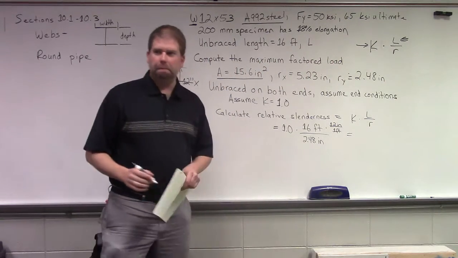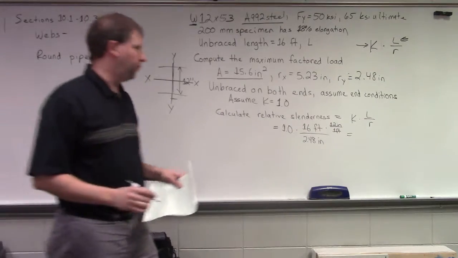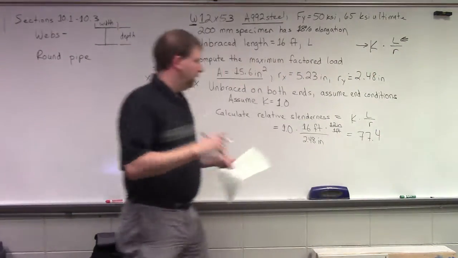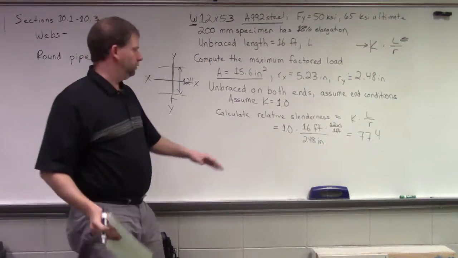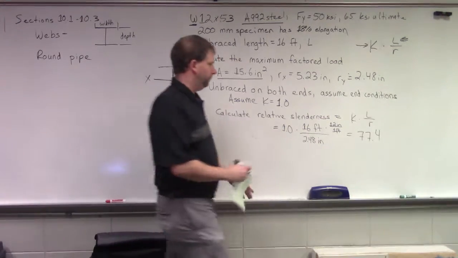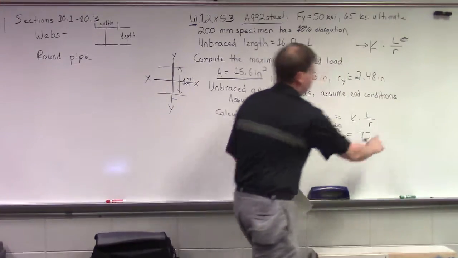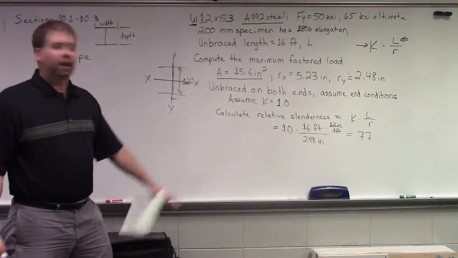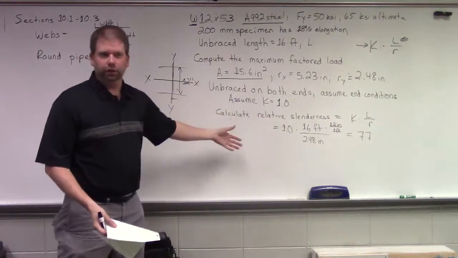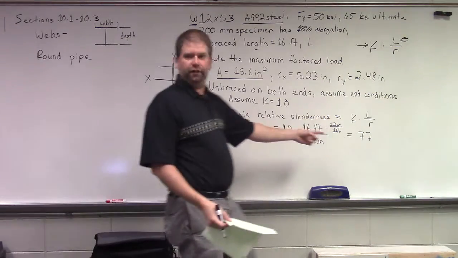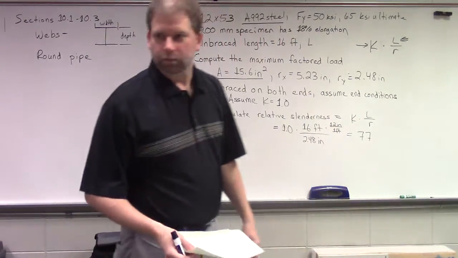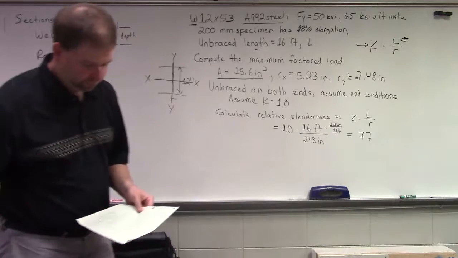So what does this end up being? 77.4. Typically speaking, when you're working with your relative slenderness, just round it to the nearest whole number. So this just becomes 77. If we were dealing with, whatever, 16 feet 4 inches, whatever it takes to push this to 77.6, then just round it up to 78. That's all that we need to do. Make sense to everybody?